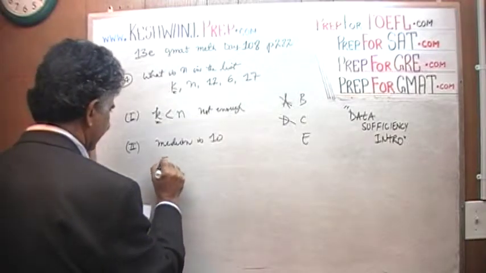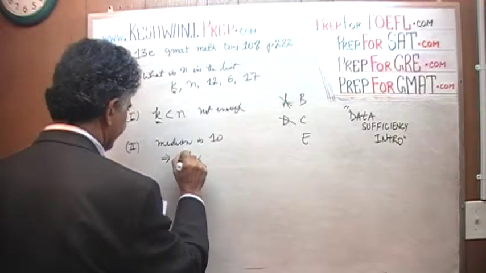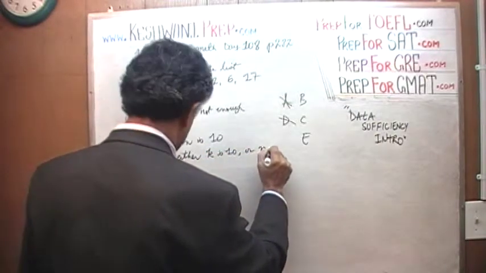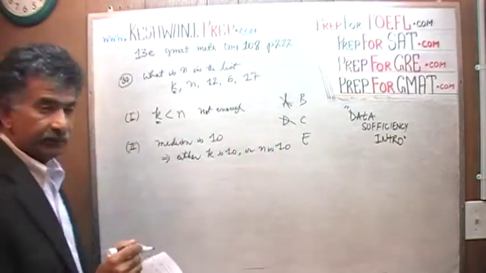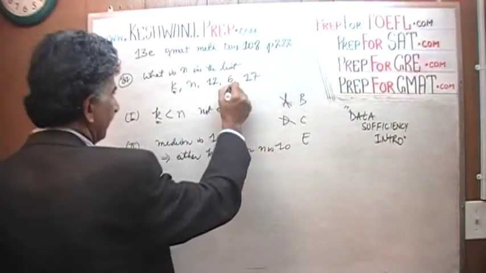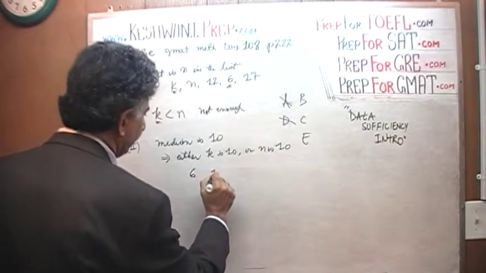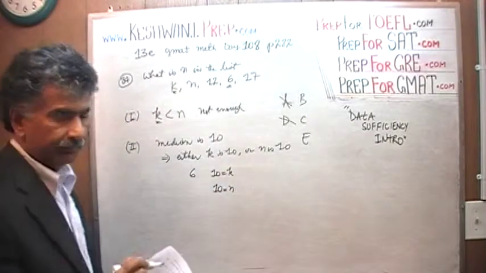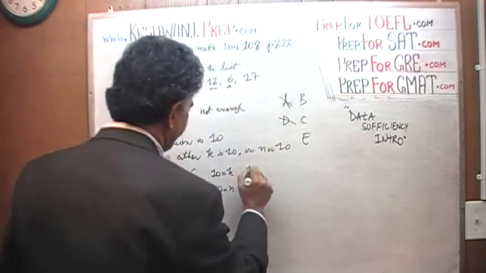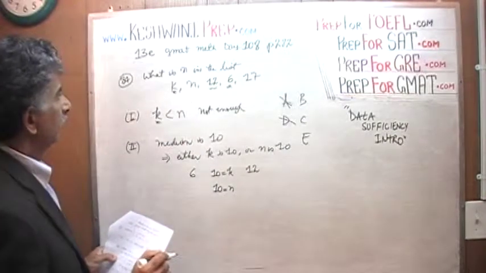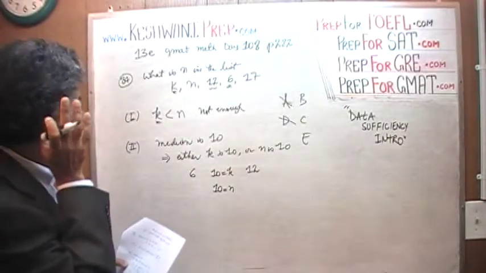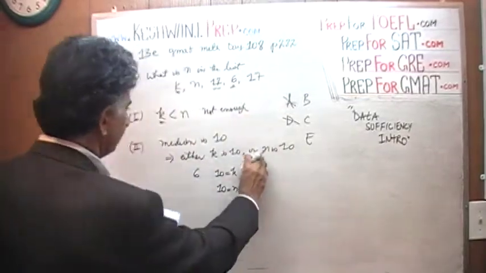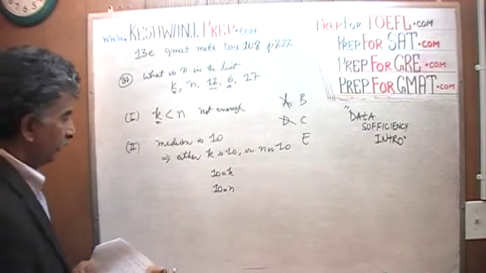This implies that either k is 10 or n is 10. In other words, our list will look like this. The smallest number is 6. Then we'll have our 10, which is either k or n. And then we'll have our 12. Oh, median is 10. 12 falls in the middle. Something has gone wrong. So let me start again. Median is 10, it's going to fall in the middle.